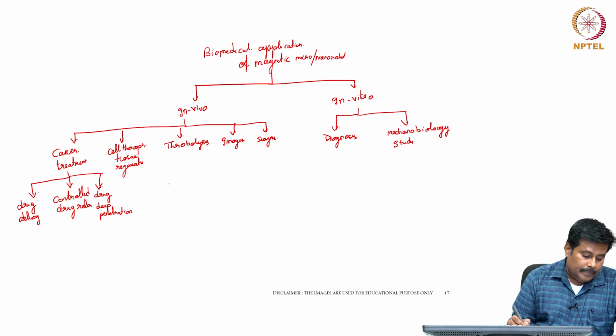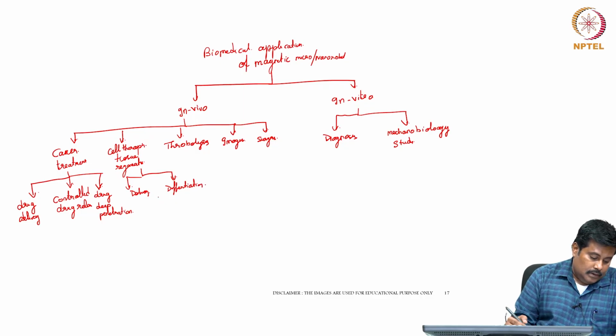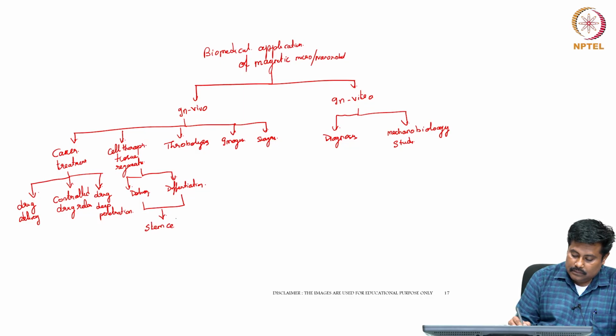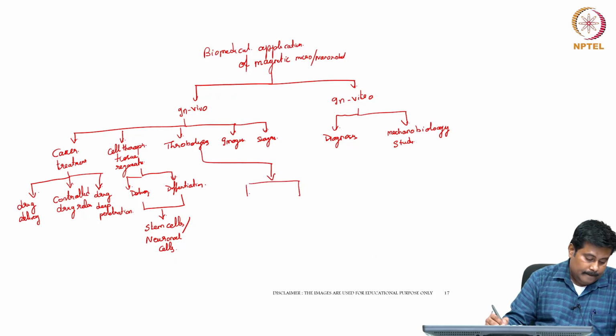And in the case of cell therapy tissue regeneration perspective point of view, it is efficiently used in delivery and differentiation, especially for stem cells, neuronal cells, etc. And from the thrombolysis perspective point of view, it is used in delivery and mechanical disruption.